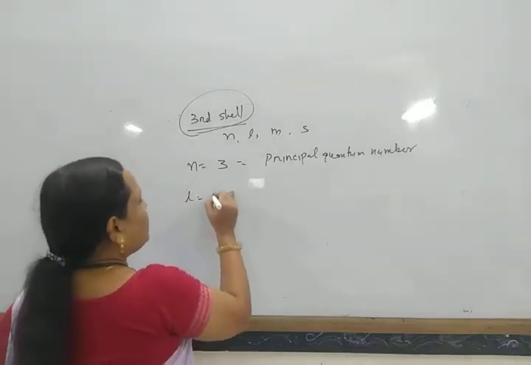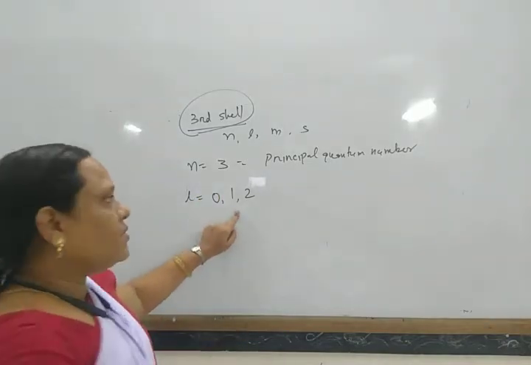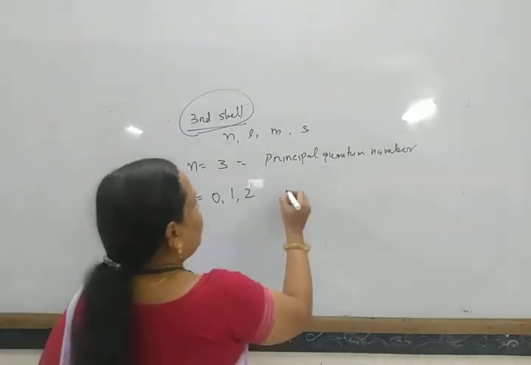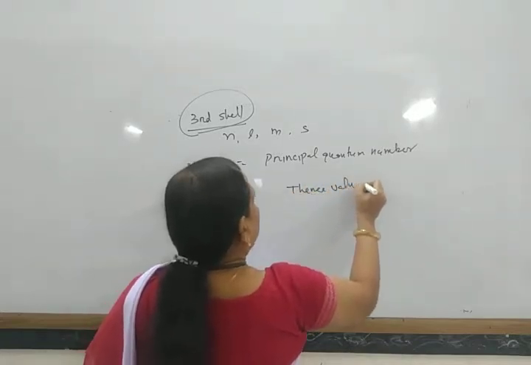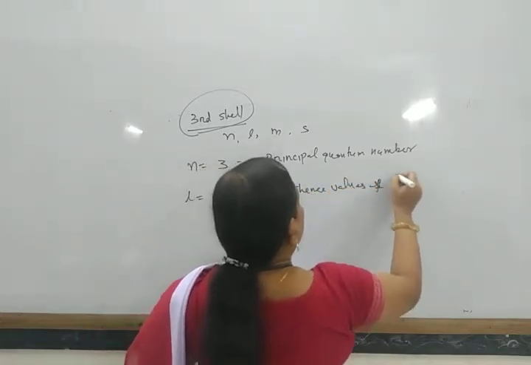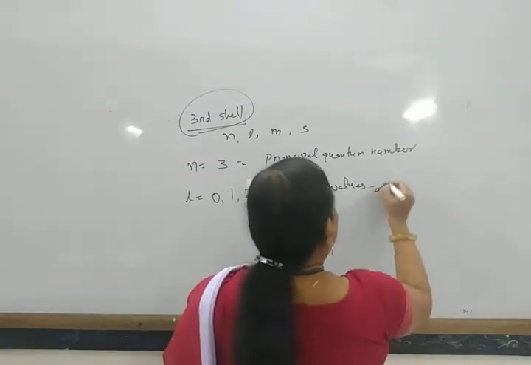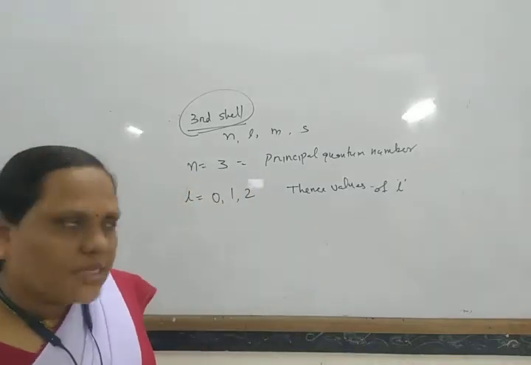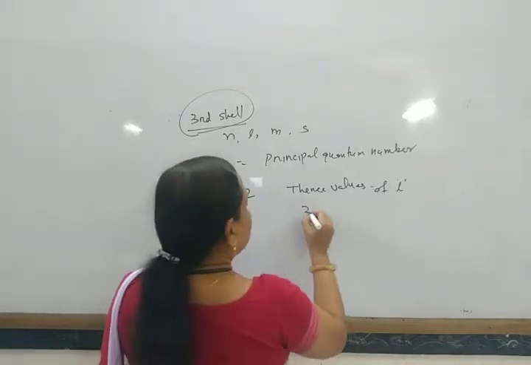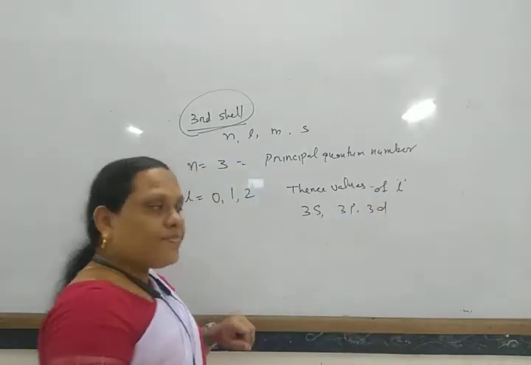that means 0, 1, 2. So there are 3 values of l. And in the third shell, what are the subshells present? The subshells present are 3s, 3p and 3d.